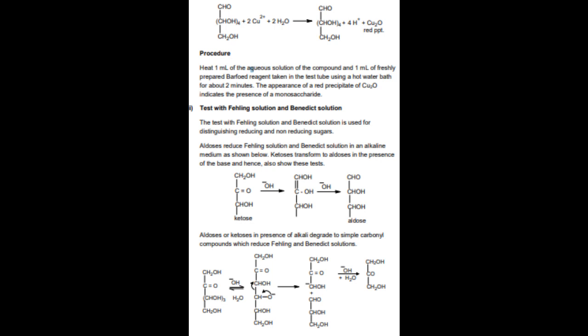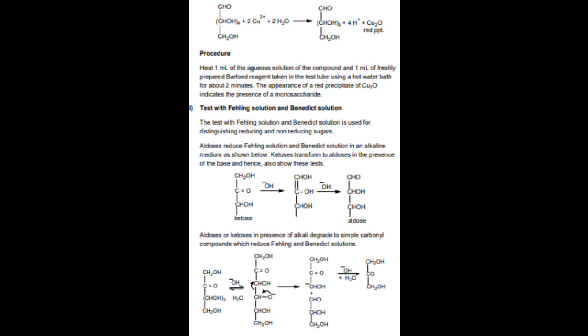4. Bial's test. Pentoses and hexoses can be distinguished using this test. A blue-green color is obtained when pentoses react with Bial's reagent, while hexoses give muddy brown to gray color with this reagent. Bial's reagent contains orcinol, which reacts with furfural to give the characteristic color.